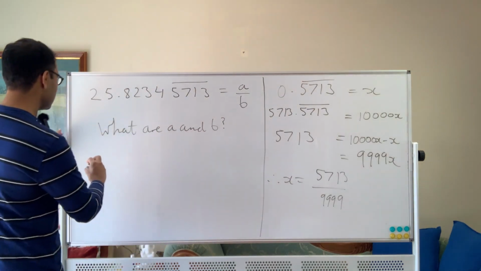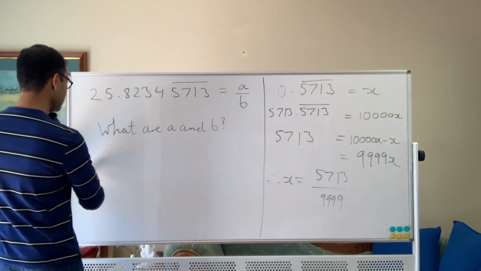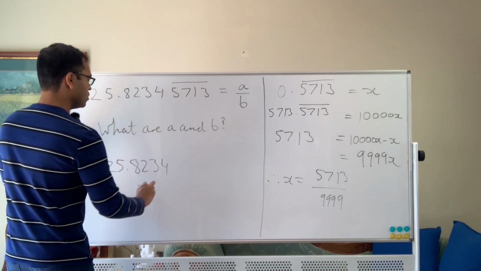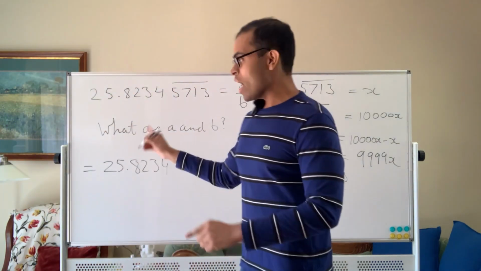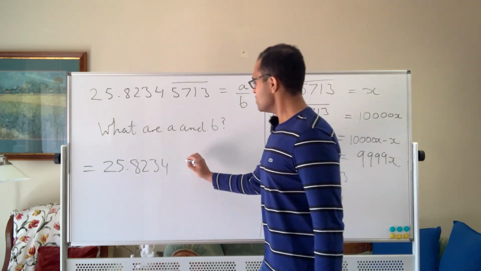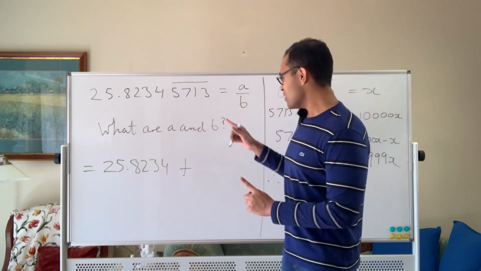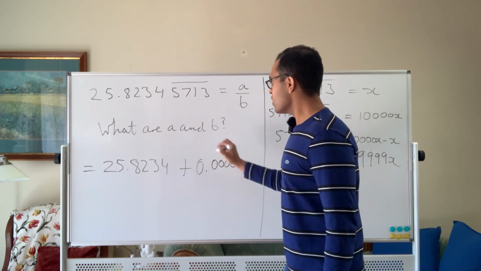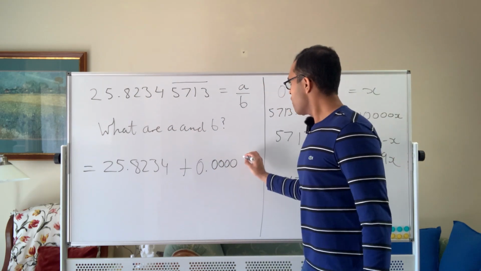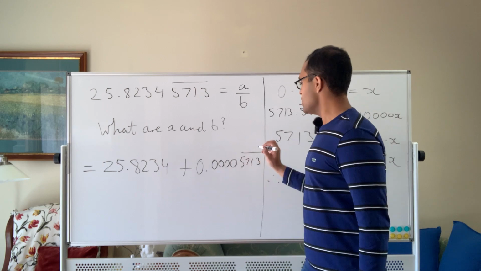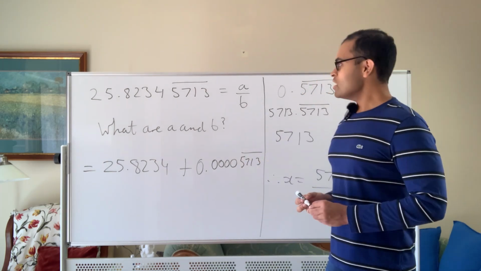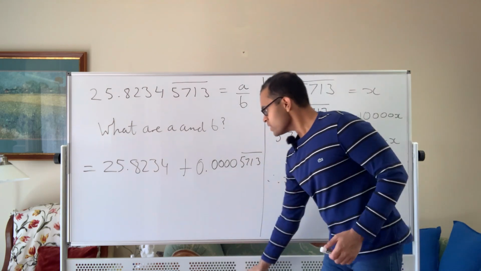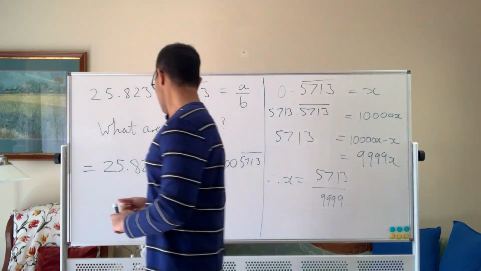So what do I mean by this? Well, we can write this as equal to 25.8234, which we already know is a fraction. Why do we know that's already a fraction? Ask yourself that question while I go to the next point, plus 0.0000, because there's 8234, 5713 repeated. Now if we can express something as a sum of two fractions, it's also going to be a fraction. So the first thing is, why is 25.8234 a fraction?